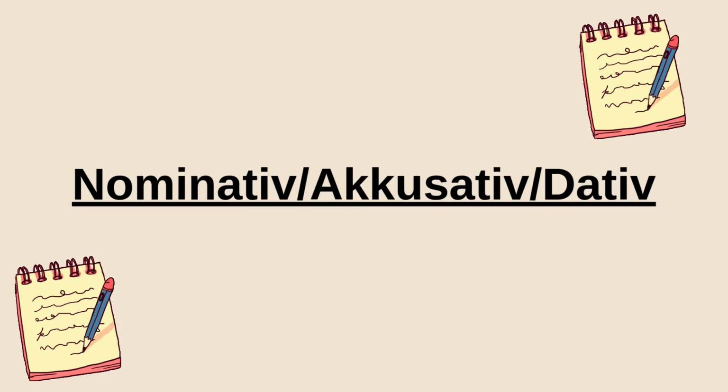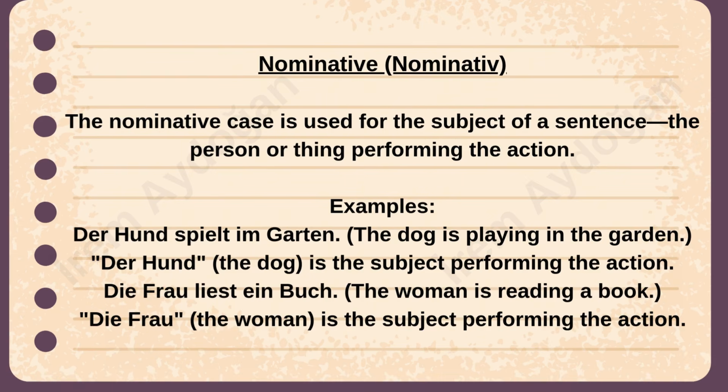In this lesson, we're gonna learn nominative, accusative, and dative. This is the basic German rule and basic German subject in the German language. So we have to learn nominative, accusative, and dative to make the right sentences. So let's start with the nominative. The nominative case is used for the subject of a sentence. Actually, the person or the thing performing the action. This is nominative. The basic rule is this.